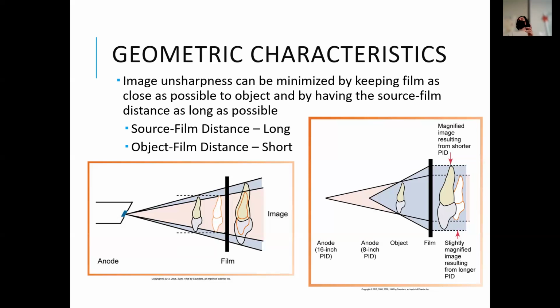But image unsharpness can be minimized by keeping the film as close as possible to the object and by having the source to film distance as long as possible. We also learned that when the source is far from the film, that can affect density. But by having the source as long as possible from the actual tooth, so now we're talking about keeping the tungsten target farther away from the tooth, that will give you a more realistic sized image.